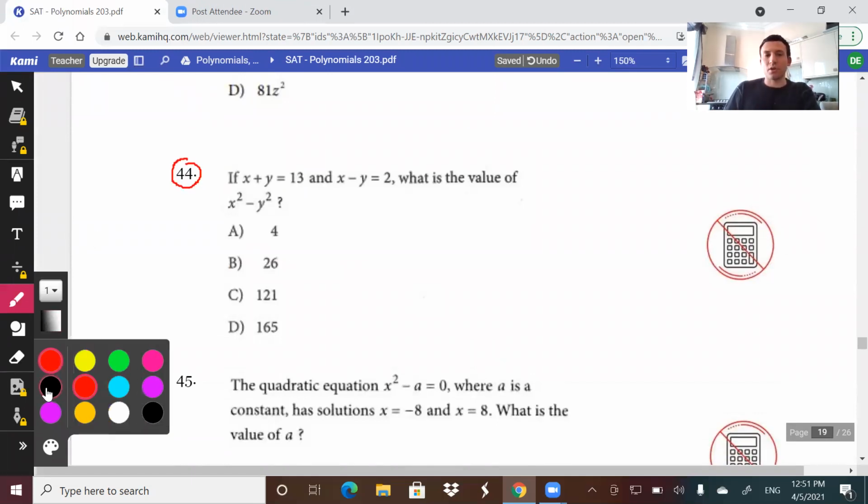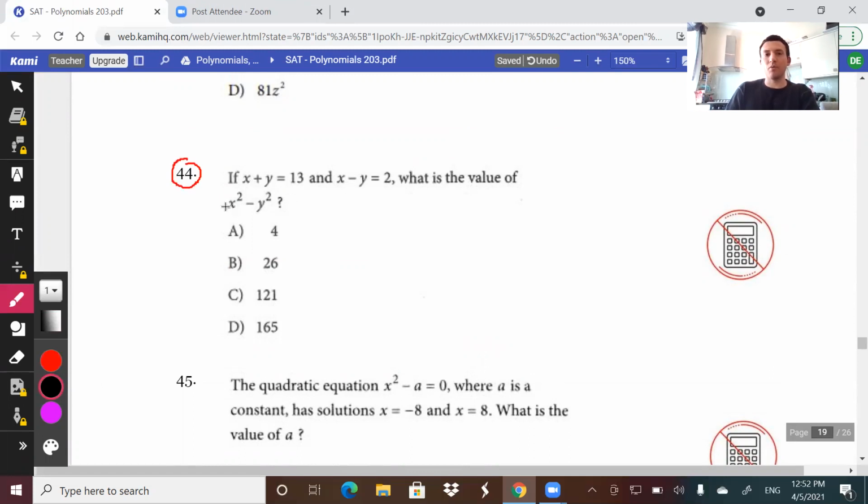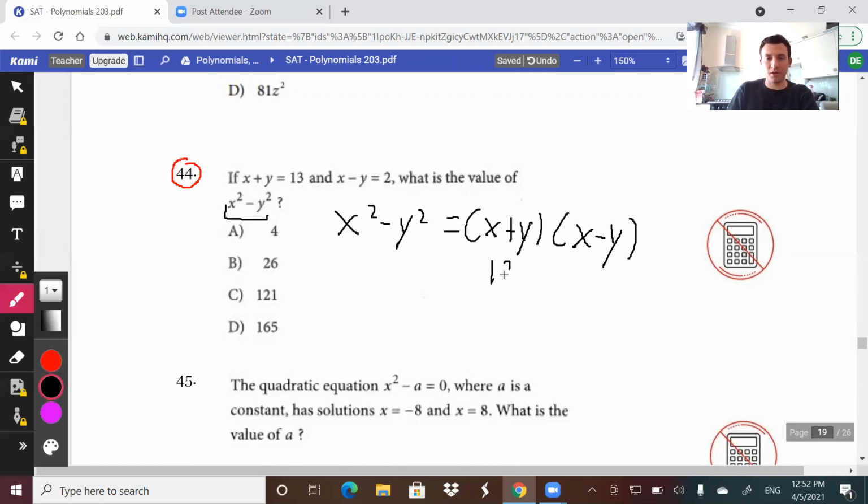Or not matching coefficients, sorry, difference of squares and plug. So here's a difference of squares problem where we just want to know exactly how to go about it, and wants to know what's the value of this. Well, interestingly enough, if you know that x squared minus y squared equals x plus y times x minus y, then you got this problem solved, right? It's just going to be 13 times 2, which means that your answer is going to be 26. But you have to recognize that common quadratic.